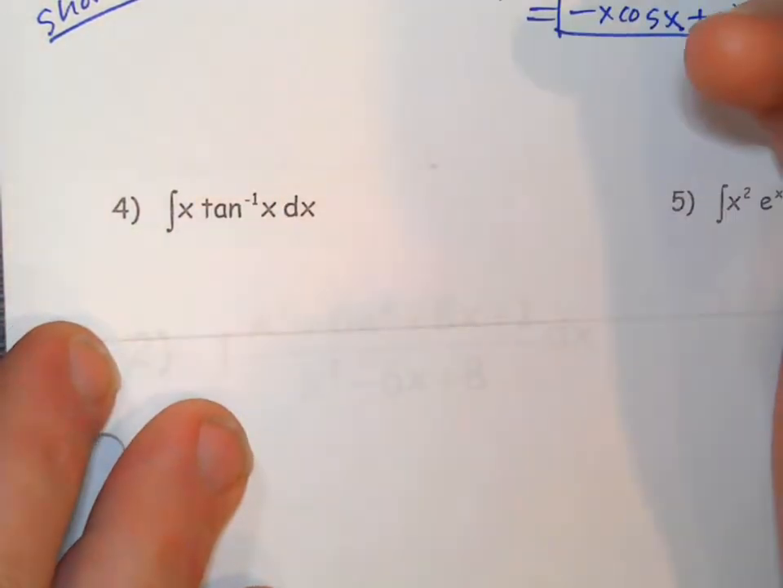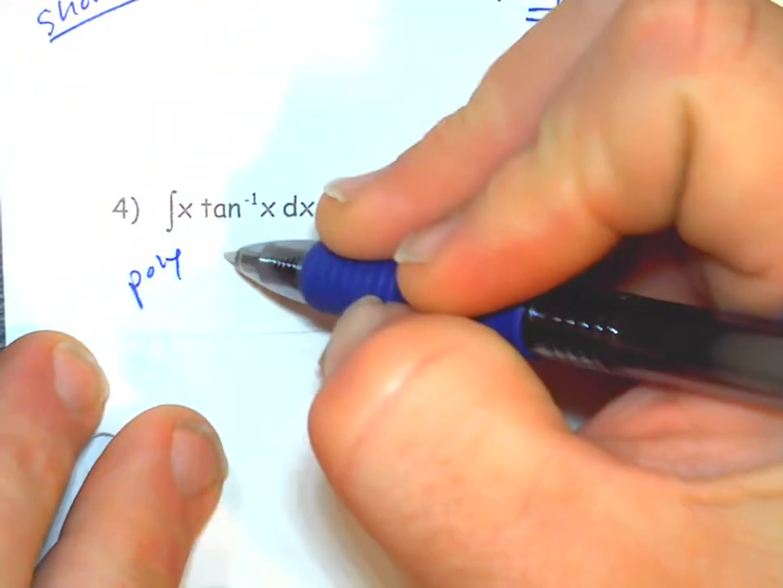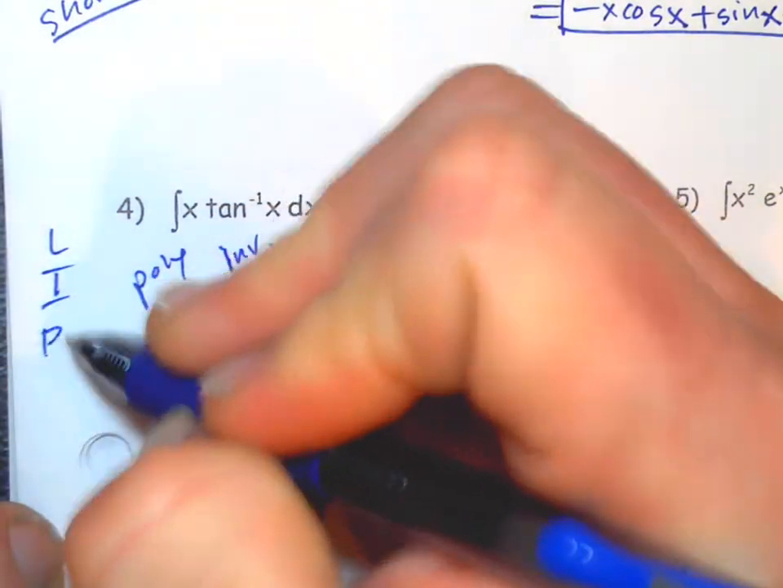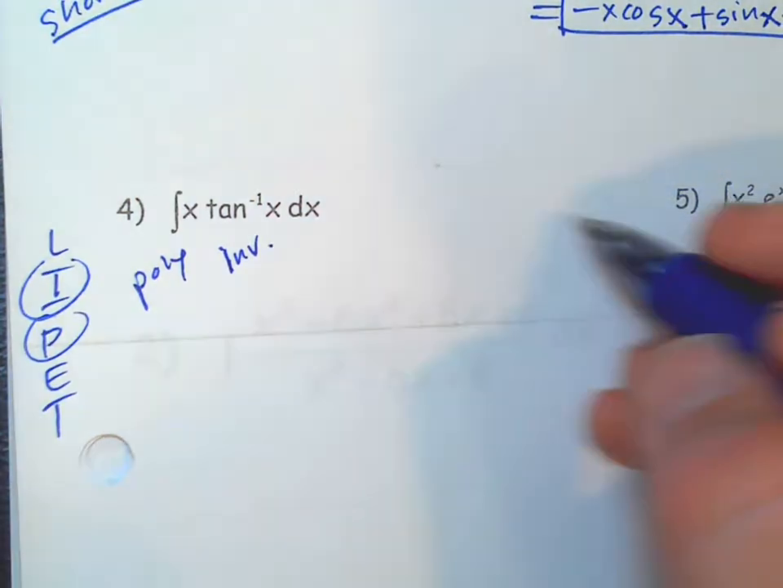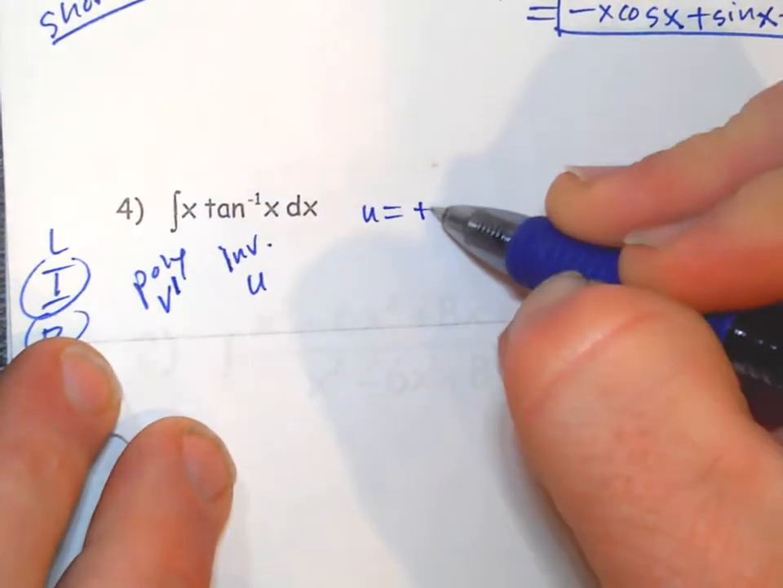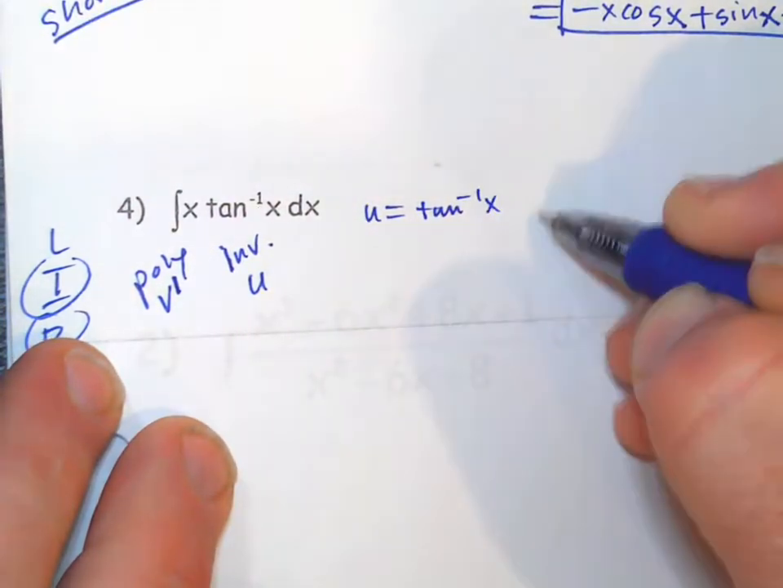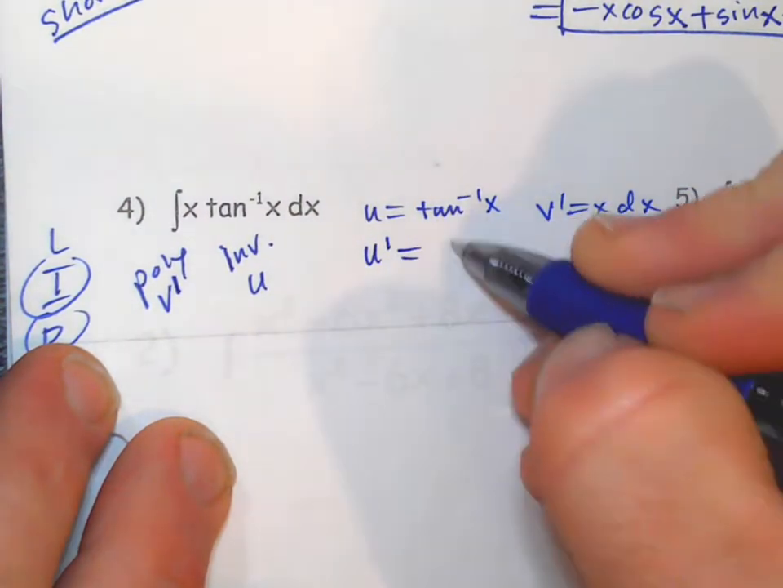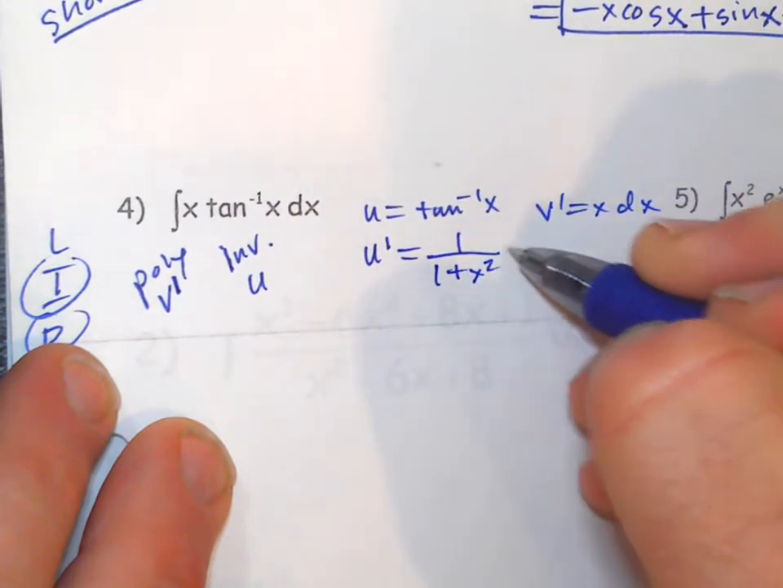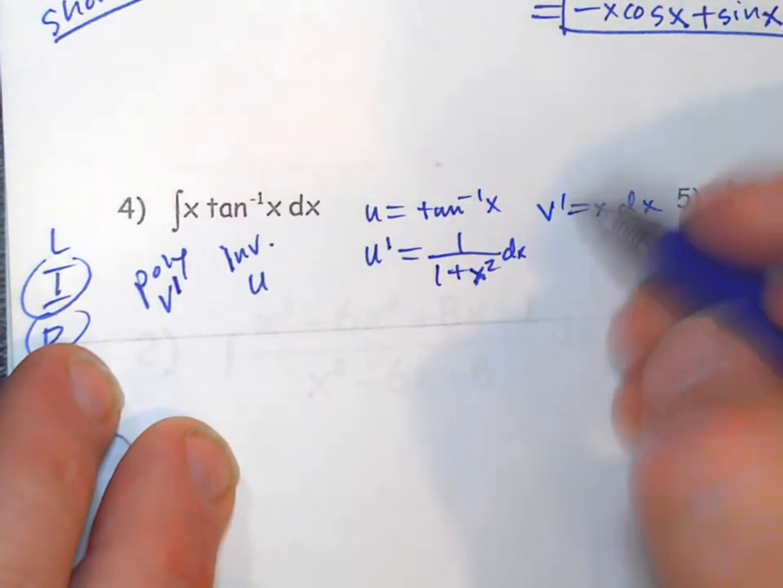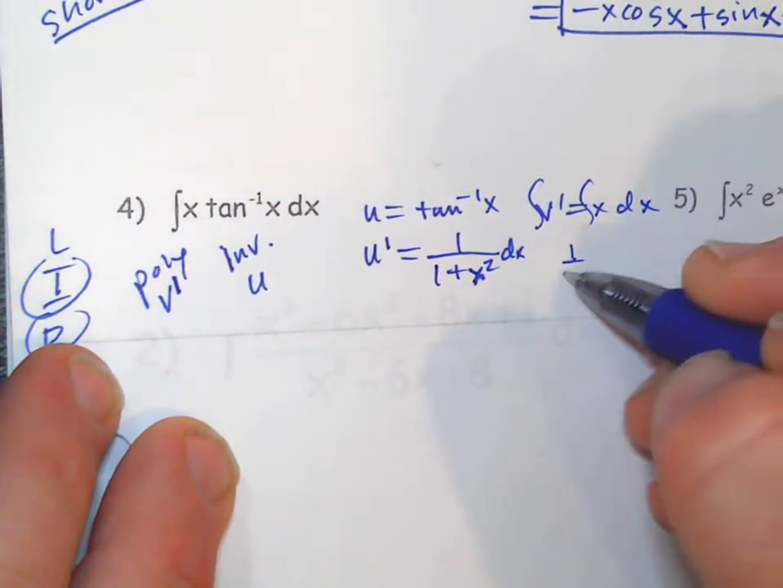All right, next one. Can you integrate this any other way? Nope. Something to think about in the future because we'll want to do it otherwise if you can. LIPET, we have poly and inverse trig. We cannot use the shortcut. The first thing in the list is your u. The other one is v prime. So u equals inverse tangent of x. v prime equals x dx. So we can take the derivative of u and get 1 over 1 plus x squared dx. You can't integrate inverse tangent. So if you accidentally mixed them up, it should be obvious. This one I'm going to integrate. It's going to be 1/2 x squared.